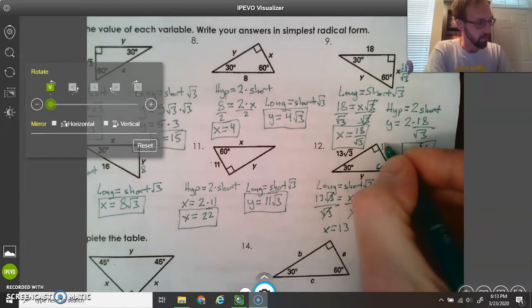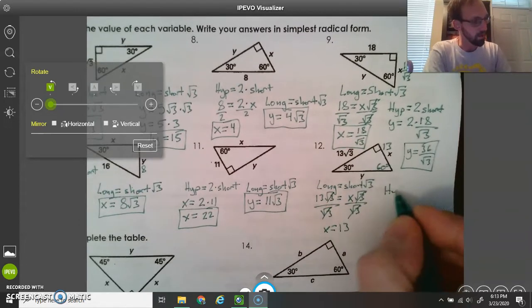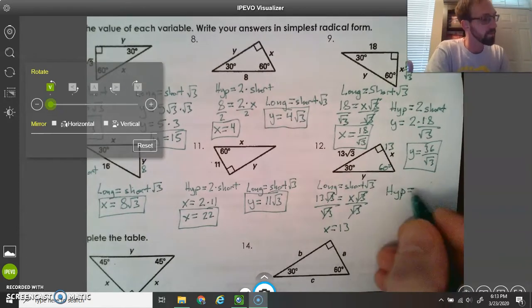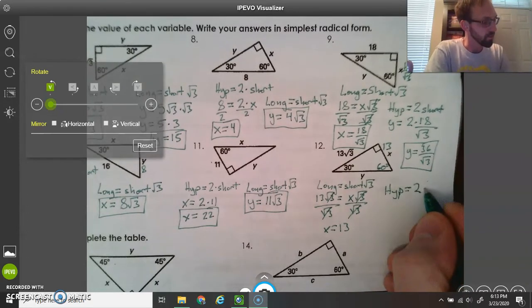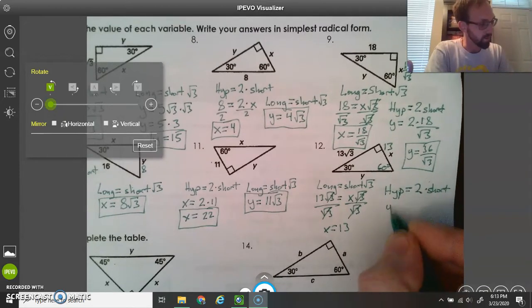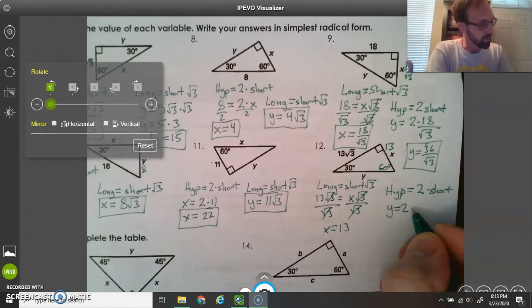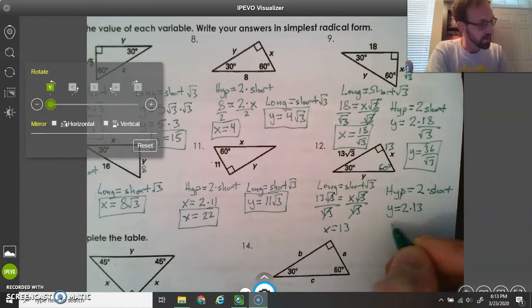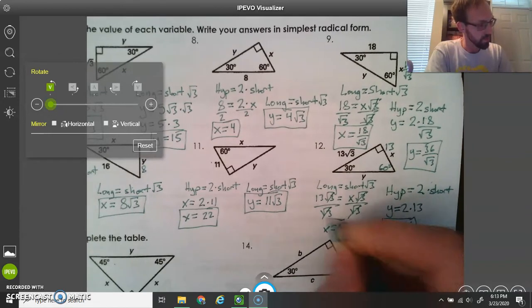Now remember, x is the short side, so when we use our hypotenuse formula, it's 2 times your short side. And your hypotenuse, in this case, is y. Y equals 2 times your short side. Your short side is 13, so 2 times 13, and you get y equals 26. Box those.